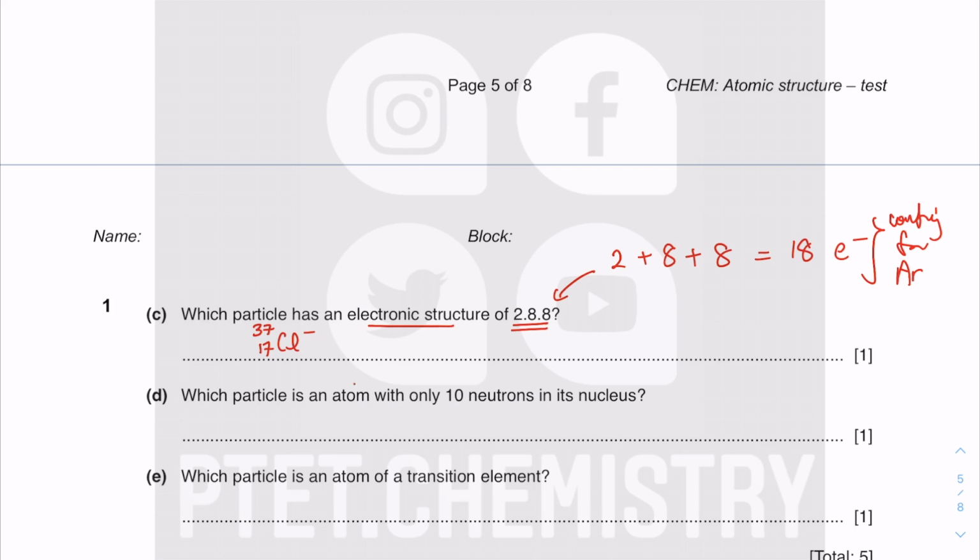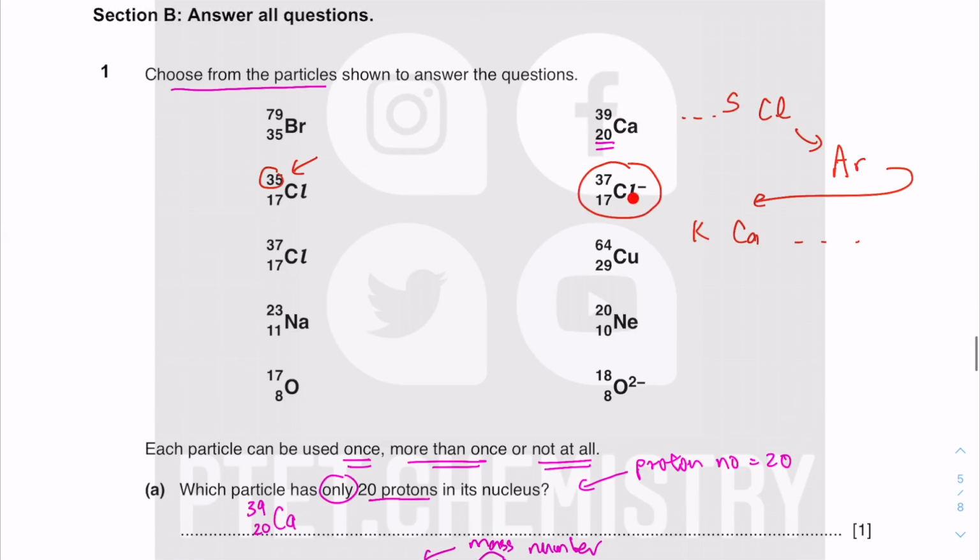Which particle is an atom? Atom meaning not charged, okay? So you're not looking at an ion. 10 neutrons in its nucleus. 10 neutrons, not 10 nucleons, but 10 neutrons, all right? So we are not looking at an ion, okay? So 79 minus 35 is not 10, I can tell you. 39 minus 20 is not going to be 10, it's in fact 19. 35 minus 17 is going to be 18. 37 minus 17 is going to be 20.